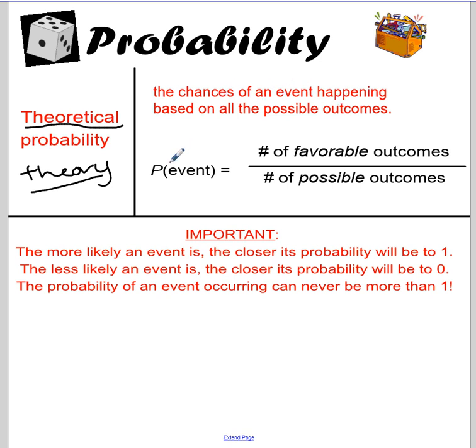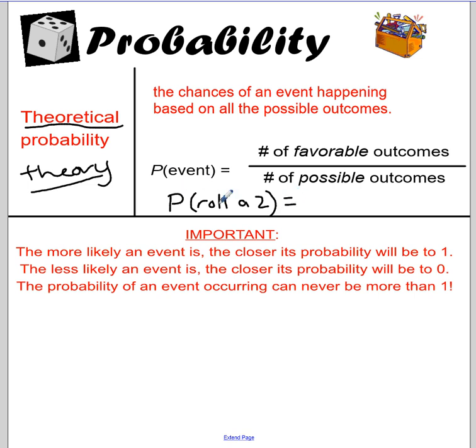So the probability of an event, and notice this notation here, we use a capital letter P, and then in parentheses we'll list the event. So for example, if I want to find the probability of rolling a die and getting a 2. So let's say the probability of rolling a 2 on a die. That's how I would write that, all right?